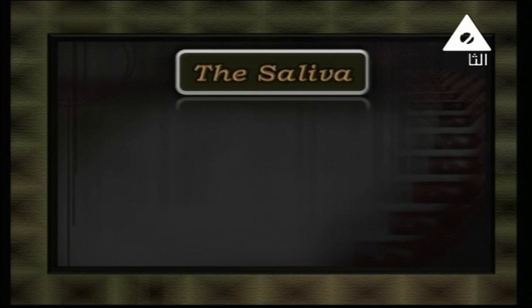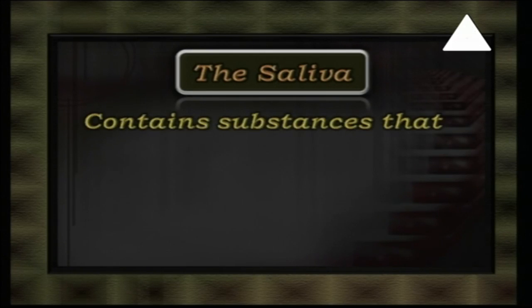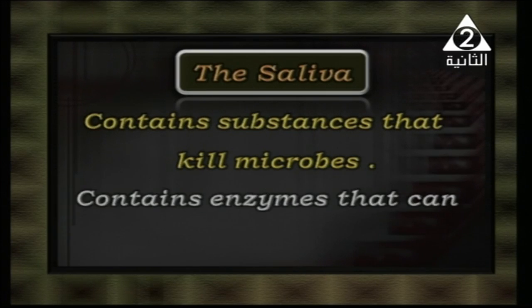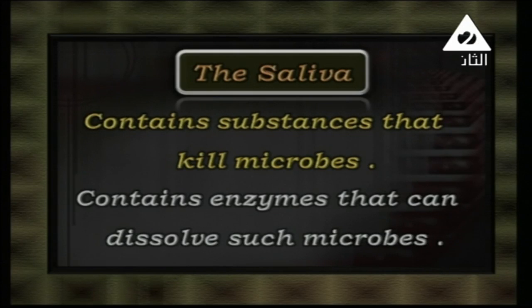Well, after that we also have the saliva. The saliva is the liquid inside your mouth cavity. It contains substances that kill microbes, and also it contains enzymes that can dissolve such microbes. So besides the existence of the enzyme that has the ability to digest starch, there is also an enzyme that can dissolve the microbes, which is secreted by the saliva.